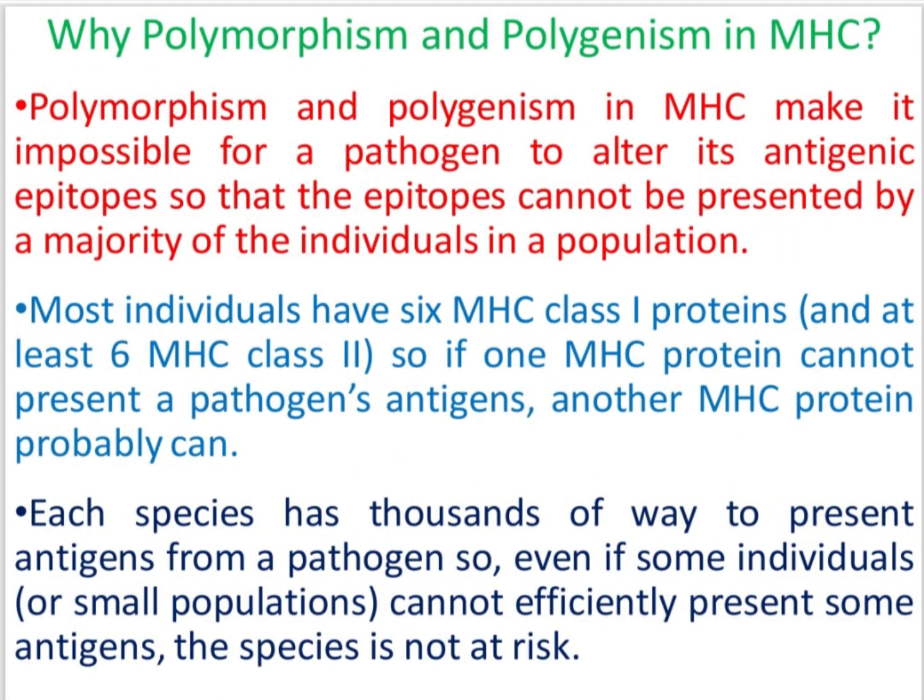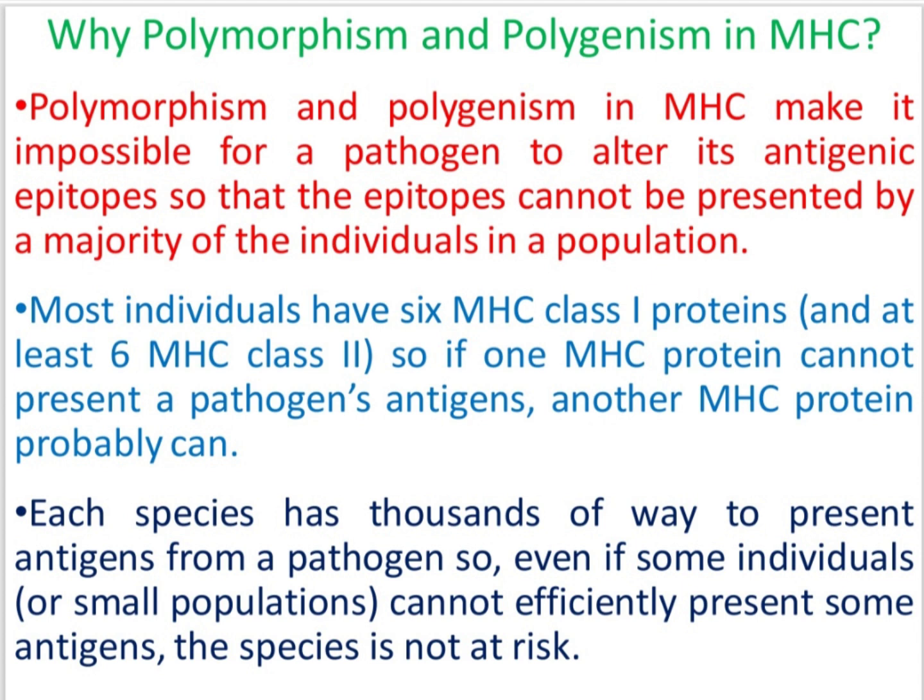Why polymorphism and polygenism in MHC? Polymorphism and polygenism in MHC make it impossible for a pathogen to alter its antigenic epitopes so that the epitopes cannot be presented by a majority of the individuals in a population. Most individuals have 6 MHC class I proteins and at least 6 MHC class II, so if one MHC protein cannot present a pathogen's antigens, another MHC protein probably can.